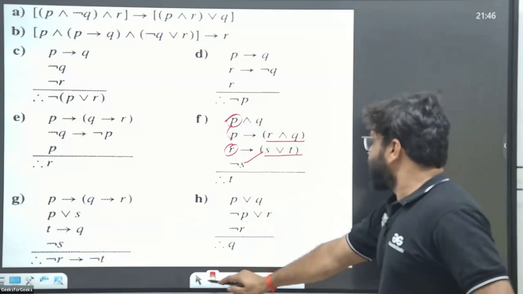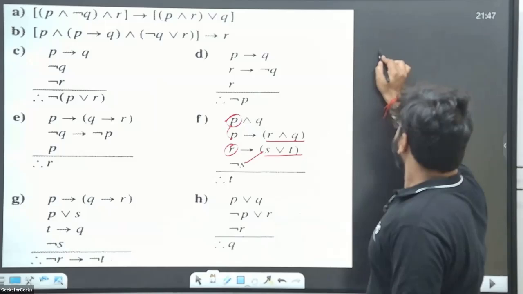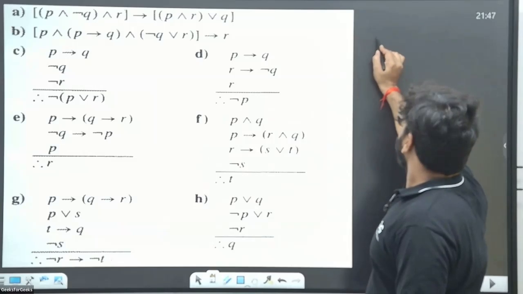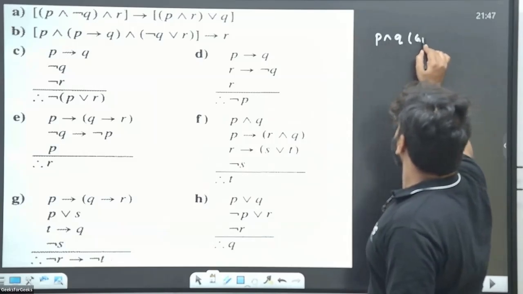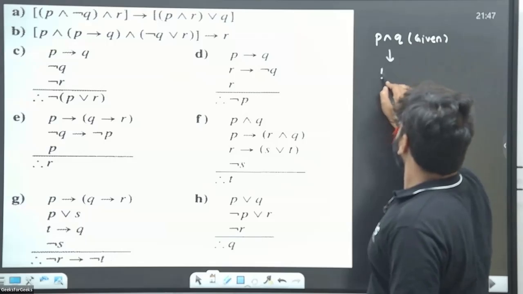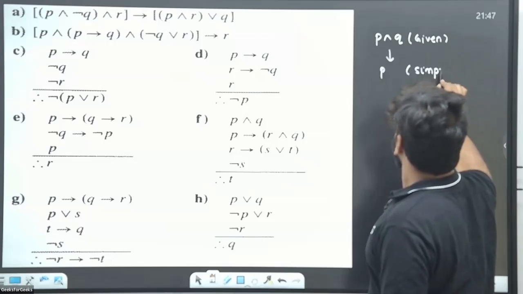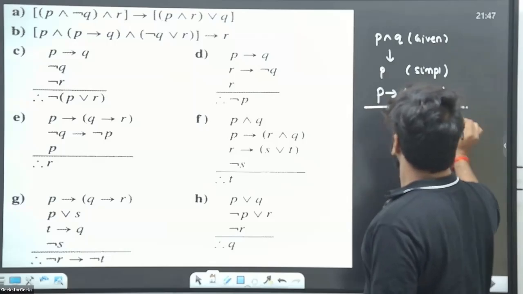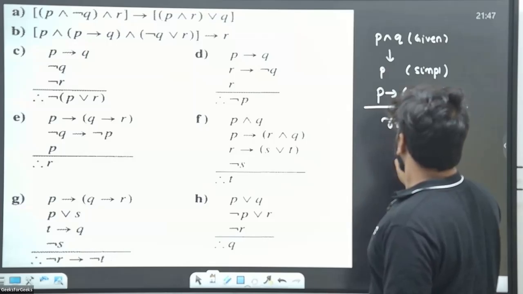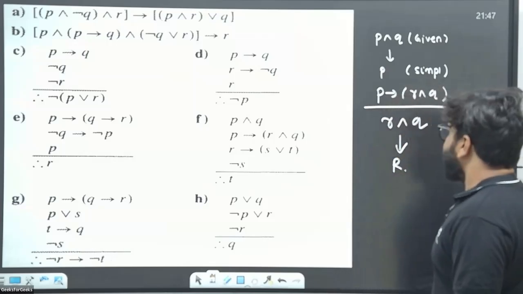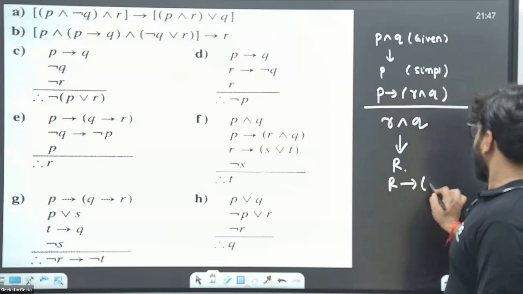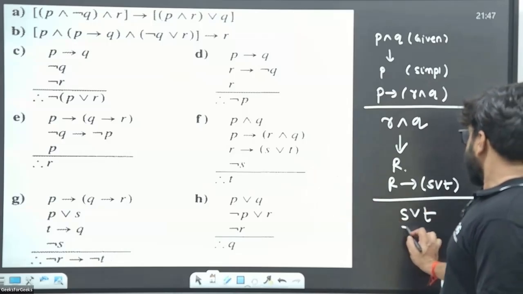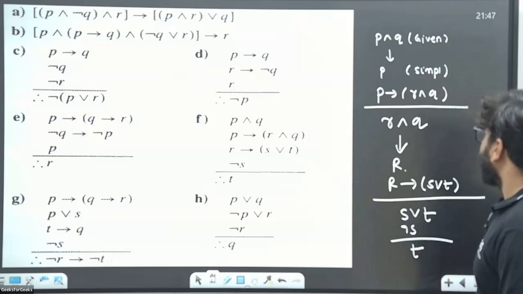Okay, I'll write stepwise, so you will get it. For example, here the P and Q, I'm writing just all these things. So this is P and Q, which is given. From this you can write P, and this is simplification. Second premise is P implies R and Q. So modus ponens, you will get R and Q. From this you can take R outside, simplification. Next premise, R implies S or T. Modus ponens, you will get S or T. Negation of S is there, and then you will get T. So it is valid. Clear?